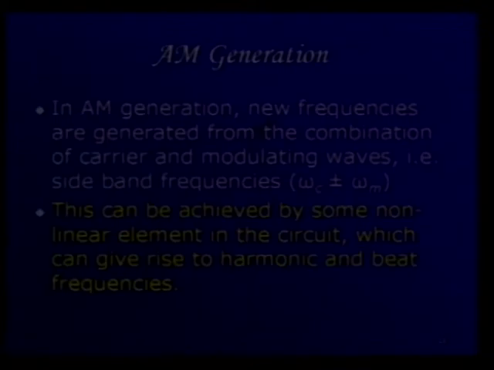And then we will go to the circuits, actually, and see how we can generate the AM signal or the amplitude modulation signal. Now you know that in amplitude modulation generation, new frequencies are being generated. We have side bands omega c plus or minus omega m, which is a new frequency, as I told you, which was not in the initial signal. We had a signal which was having omega c and we had omega m. Now we have a signal which is carrying omega c plus or minus omega m, that is a new frequency component.